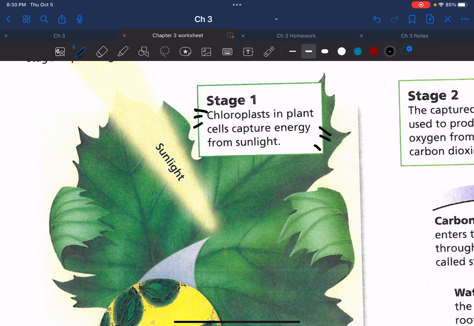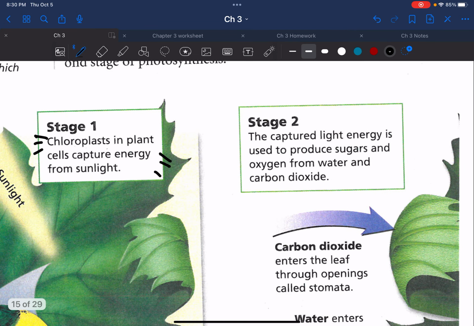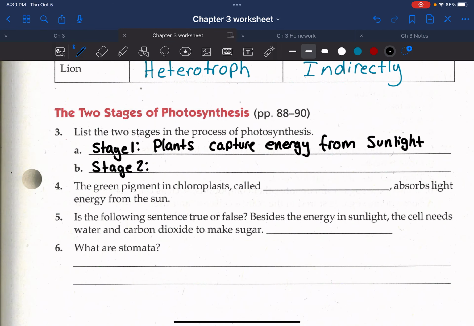Okay, and then in stage 2, the captured light energy is used to produce sugar and oxygen from the water and the carbon dioxide. Okay, so we're going to say plant produces sugars and oxygen. You guys cool if we just put O2 for oxygen?